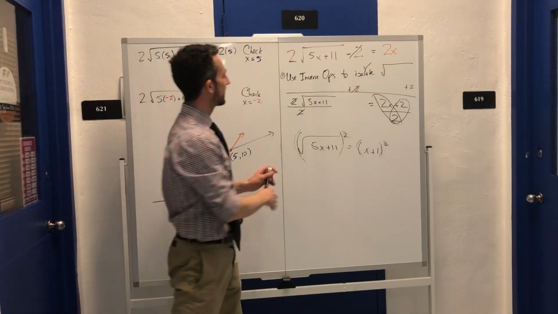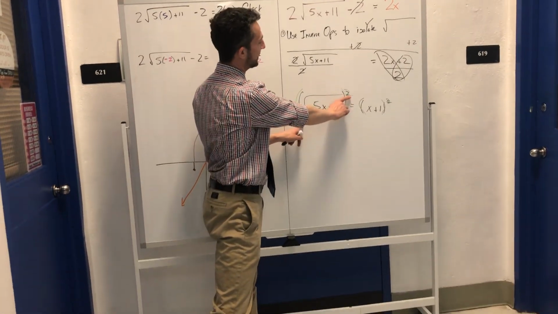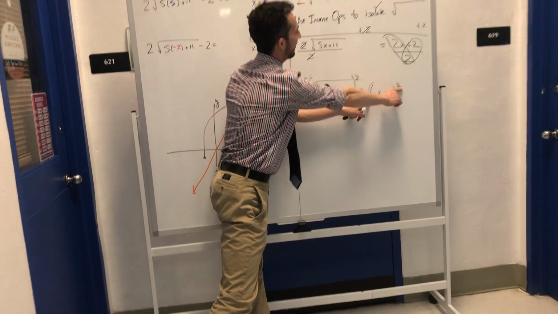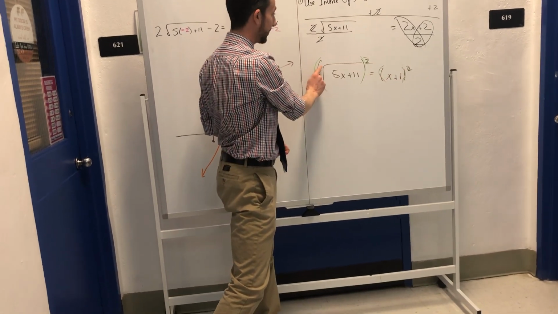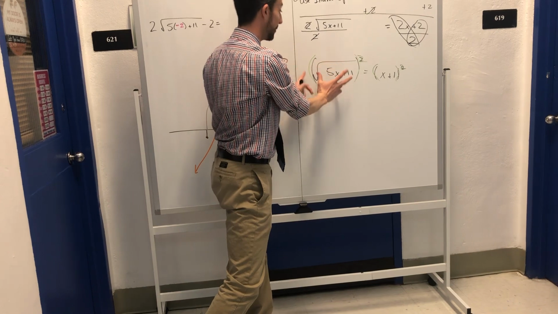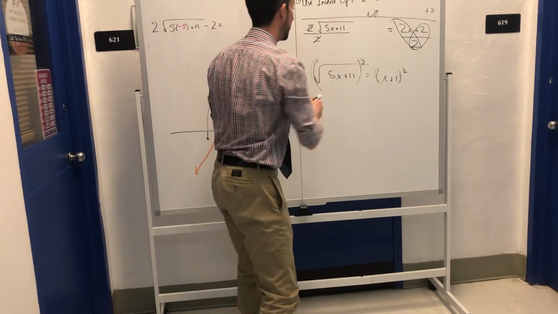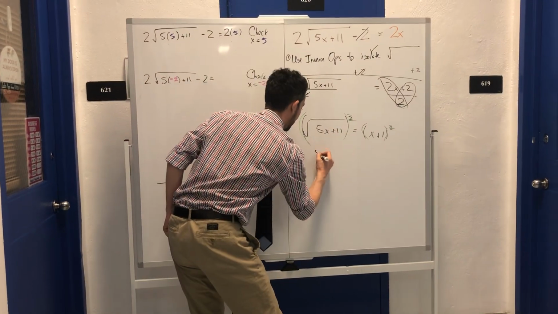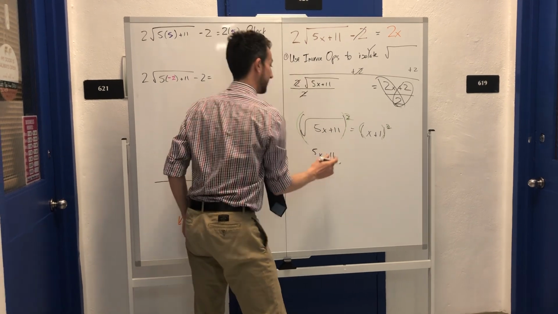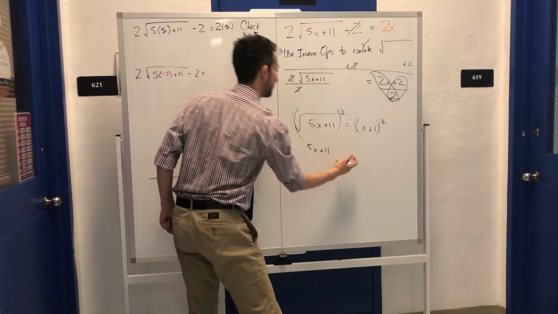So I just highlighted in green that we're raising both sides to the second power, and that's because we have the square root here. When we take the square root of something and raise it to the second power, we're just left with what was under the radical. So this is 5x plus 11.